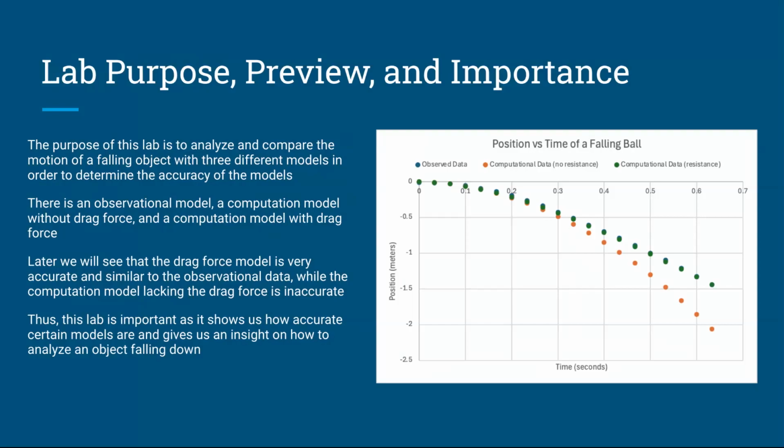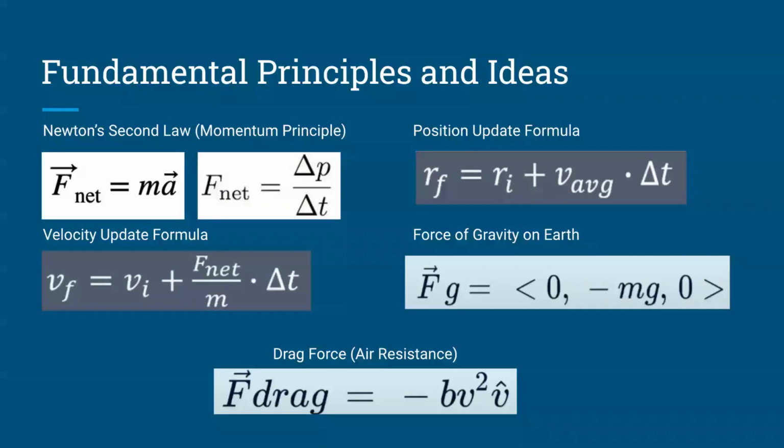More specifically, this lab will be focused on comparing an observational model, a computational model without air resistance, and a computational model that does consider air resistance to see how similarly or differently they describe an object falling down. Later in this presentation, you will see that both the computational model with air resistance and the observational model provide very close results, while the computational model without air resistance is not very similar, which can be seen on the graph on the right. Now, this lab is extremely important as it shows us how accurate certain models are, and it gives us an insight on how to analyze an object falling down.